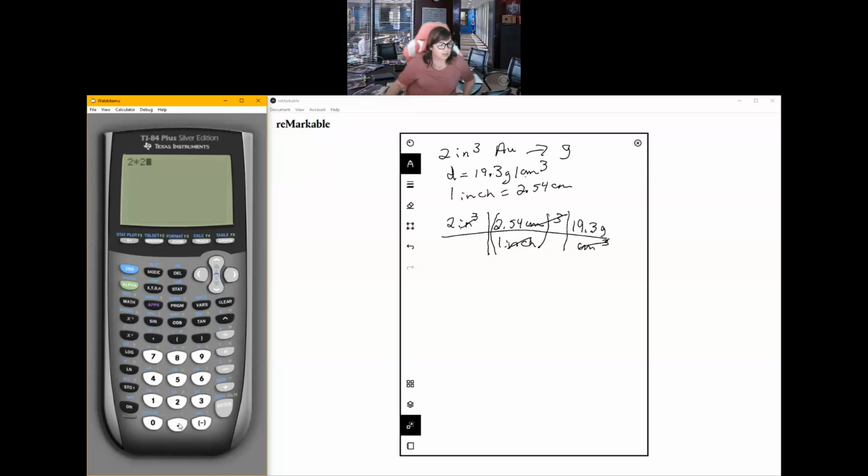2 times 2.54 cubed times 19.3. All right. That doesn't look right, does it? No, it doesn't. So let's take a step back. I'm going to cube my 2.54. Then I'm going to multiply that by 2. And then I'm going to multiply that now by 19.3. That looks better. I could have done it as 2 times 2.54 cubed.